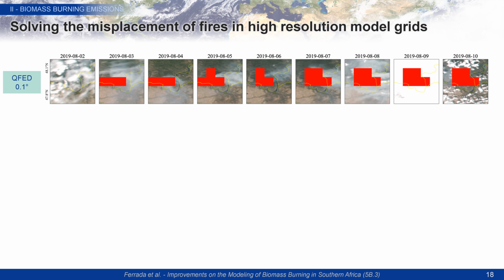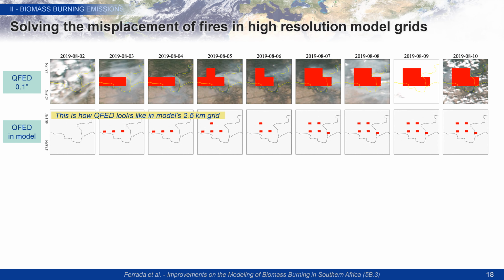Before, I mentioned that fires from the other inventories could be misplaced in fine resolution model grids, and here's an example of this. This shows a time series for early August 2019 of a large fire that occurred in Washington state. This is how QFED maps this fire in its 10-kilometer resolution. However, if we map this fire into a 2.5-kilometer grid, this is how it looks.